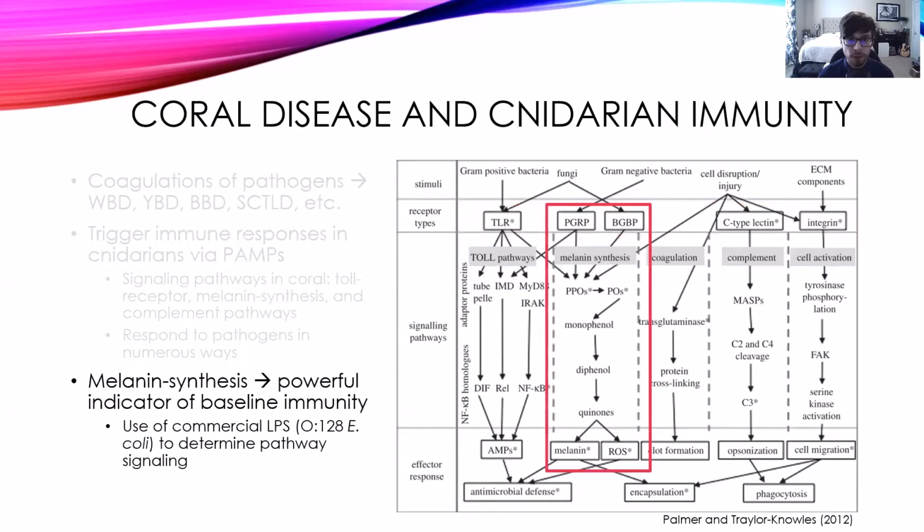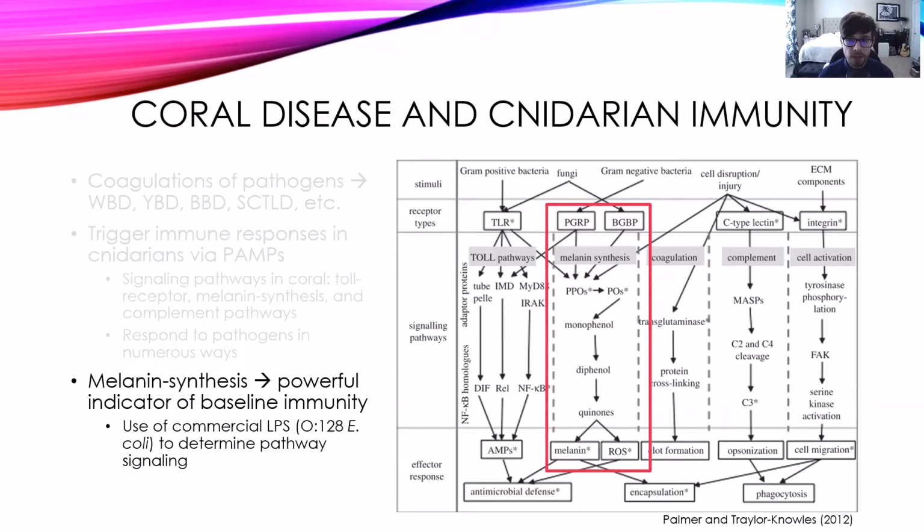And the pathway we'll be focusing on today is the melanin synthesis pathway, and this has been identified in cnidarian immunity, but more specifically within coral immunity. Several studies have identified this particular immune pathway as being a powerful indicator of baseline immunity within a coral organism, where signaling proteins such as prophenoloxidase activate melanin, which provides antimicrobial defenses.